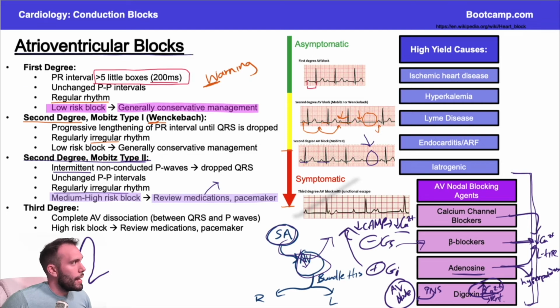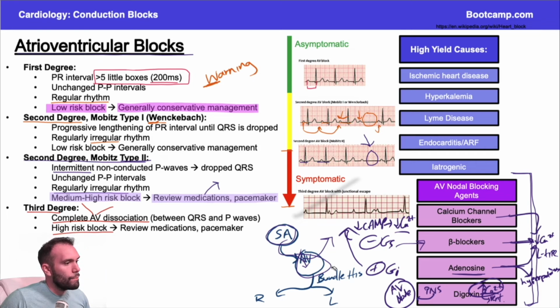Now, let's just go back to our blocks. So we talked about pretty much all of them. The last one here is the third degree block. So again, first degree block, everything's getting through, it just takes longer. Second degree block, intermittent conduction. Third degree block, nothing is getting through. So complete AV dissociation, complete dissociation between the atria and the ventricles, right? This is a very high risk block.